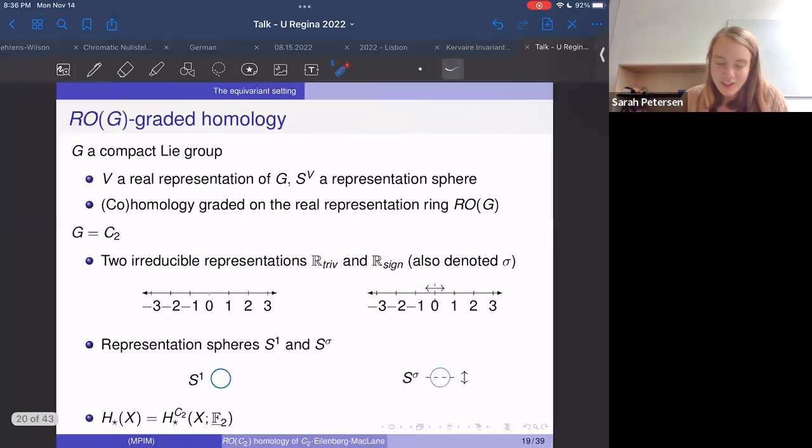All right. So to remind ourselves of the RO(G) graded setting, most generally G can be a compact Lie group. We've mentioned that V is a real representation of our group, and we form spheres by taking the one-point compactification of that, and our homology theory is going to be graded on the additive group underlying the real representation ring for G. So in this talk, our group is going to be finite. It will be the cyclic group of order 2. This has 2 irreducible representations, the one-dimensional trivial representation and the sign representation. Taking the one-point compactification of those 2 leads to S1 and S sigma, which is S1 with a conjugate flipping action.